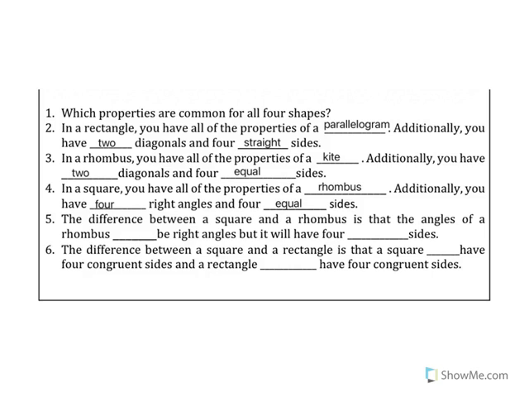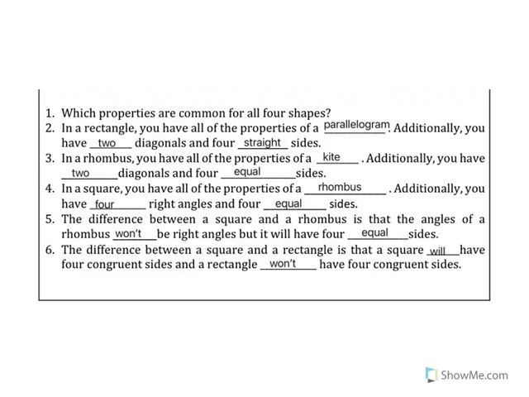You have all the properties of a rhombus. Additionally, you have 4 right angles and 4 equal sides. So you see how this is, each time we're getting a little more specific. So now with a square, there have to be 4 right angles and 4 equal sides. The difference between a square and a rhombus is that the angles of a rhombus won't be right angles, but it will have 4 equal sides. So as we looked earlier, the rhombus and the square are very similar, but there are some differences. The rhombus is not going to have right angles.